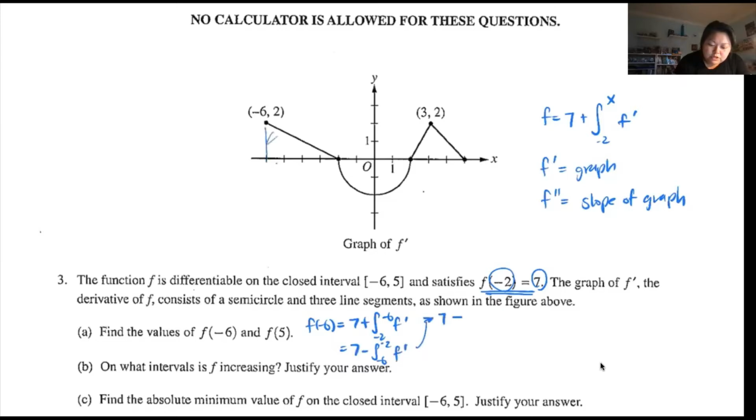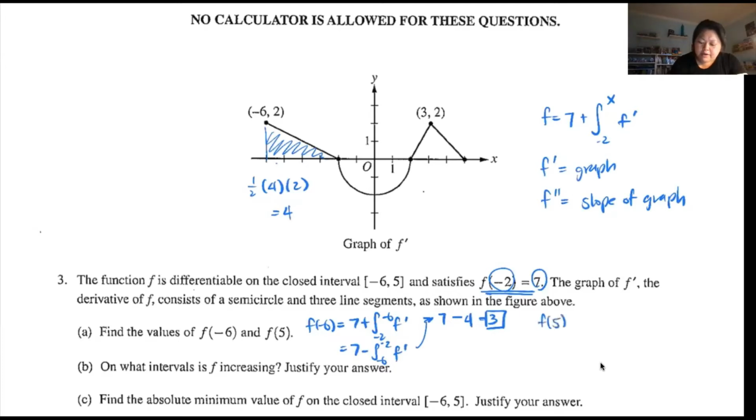All right, so 7 minus, what is the area from -6 to -2? Well, that's this region right here. It is a semicircle, that is 1/2 pi r squared, so that's the area of 4. So 7 minus 4 gives me a value of 3. So f of -6 is equal to 3. Okay? All right. F of 5.